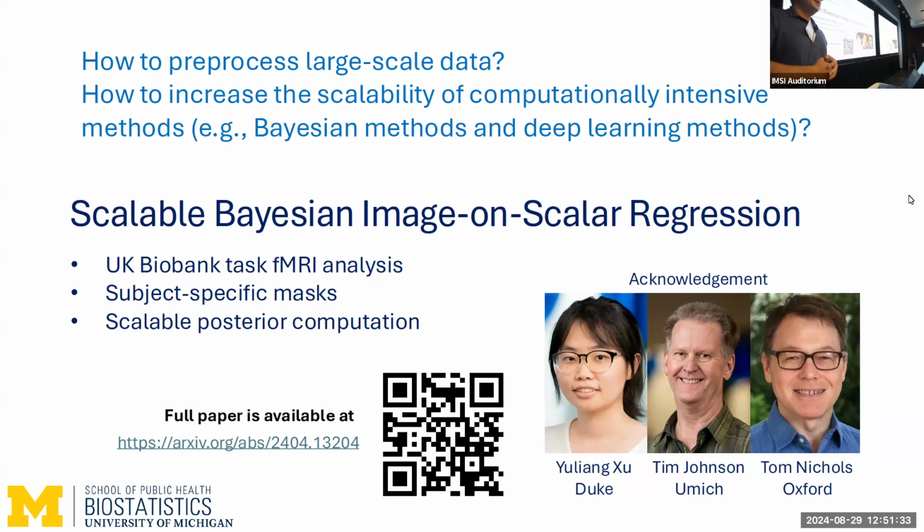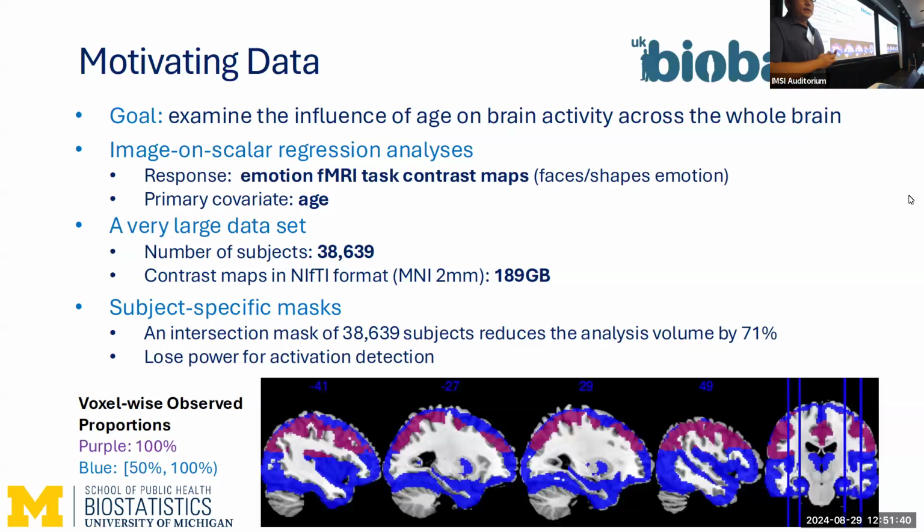You just ignore those missing values and how the performance can be improved. So yeah, this is the basic motivating data set that we look at. Particularly, the question of interest is the influence of age on brain activity across the whole brain. And we consider this Image-on-Scalar regression framework, and the response variable is the emotion fMRI task contrast map, and the primary covariate of interest is age.